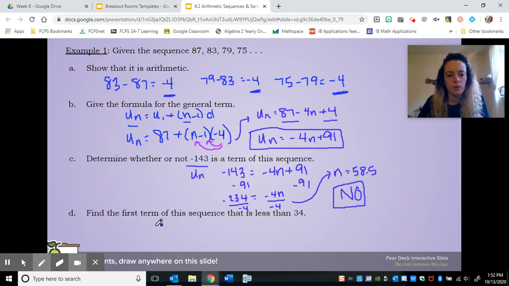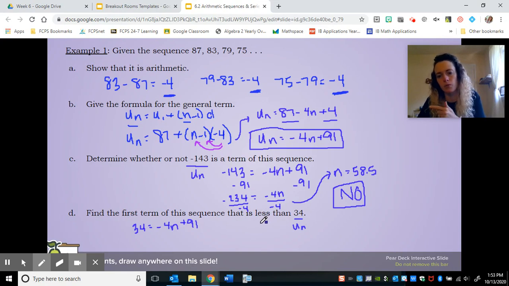Finally, part D, we're finding the first term of the sequence that is less than 34. All right, so same idea as C, that 34 is my u sub n. And I'm looking for n, which would get me possibly the first place in the sequence where that term would be less than 34. So I'm going to set it up exactly like I did in part C. And you could use inequality here instead of the equal sign. In my head, it's just easier to use the equal sign. That way you don't have to worry about which way the inequality goes. And we'll talk about determining the less than part once we find n.